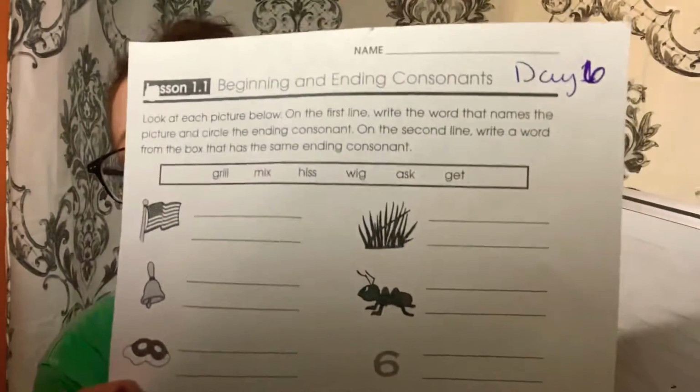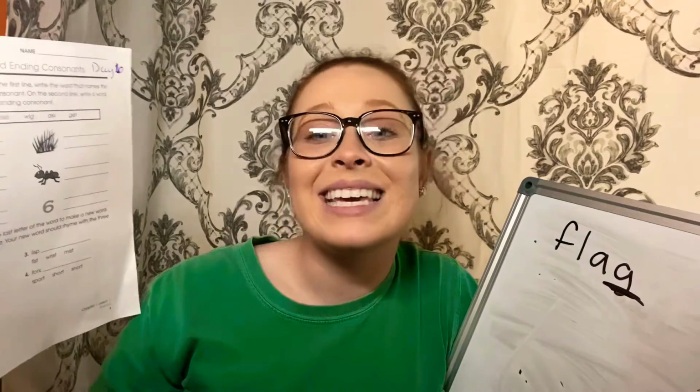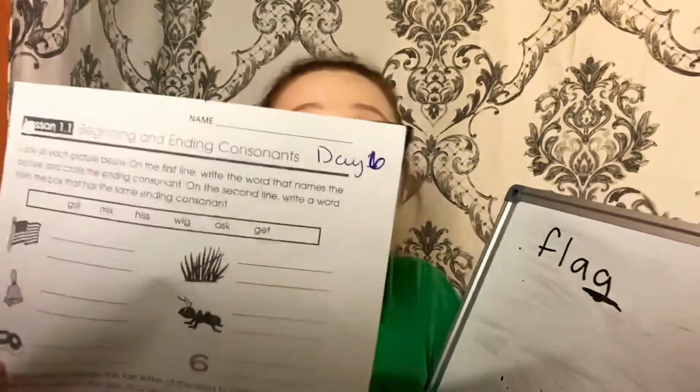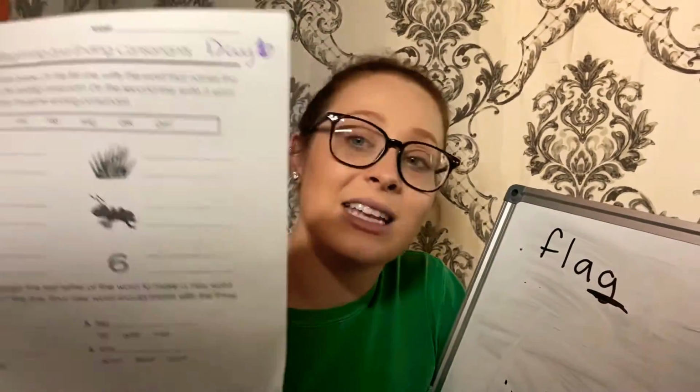Okay. So now look at the words up here and we've got to figure out what word the ending is the same. Is it grill, mix, hiss, wig, ask, get? So we're looking for the ending consonant, guys. So look at those words and figure out which one has the same ending. So look, I think it's wig.